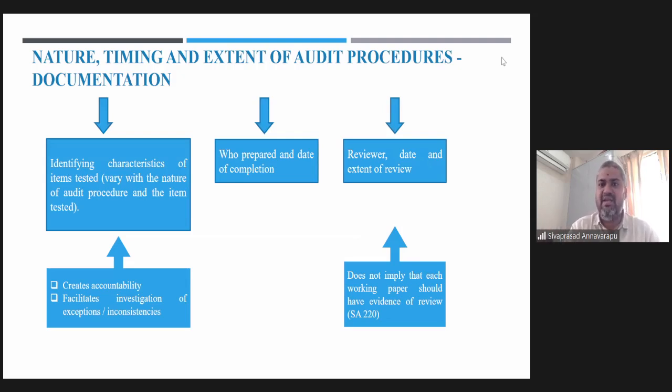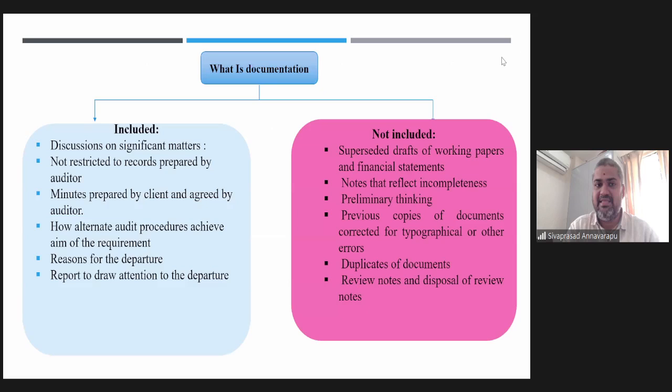Now, the nature, timing, and extent of the documentation: when the documentation has to be done, there is no rule on this. In fact, documentation has to run parallel. But once the audit is done, we have only a very little time window of 60 days before which the document has to be closed and then archived. Now, what is included in documentation? What does not get included in the documentation?